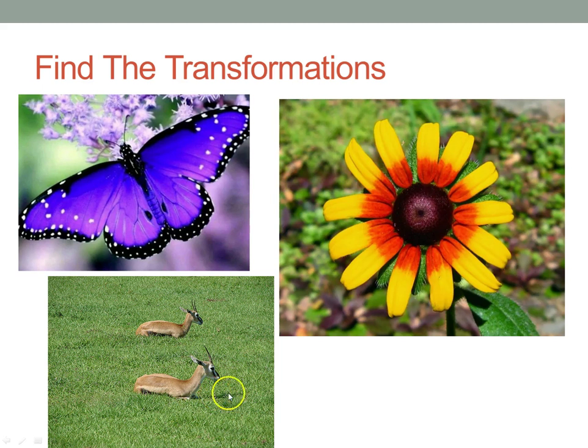And how about this one? This one could be a few different ones. You can see a reflection here. You could probably put a mirror right here, but you can also see a rotation. I can rotate this flower 180 degrees, and it would still look like pretty much the same flower. So I wanted to show you where we see transformations in nature.